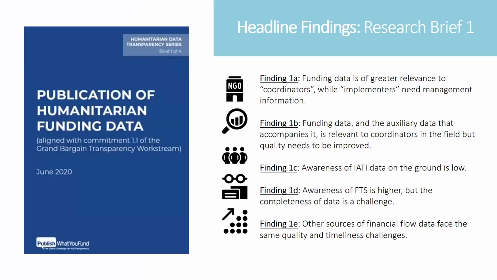We'll start with research brief 1 on the publication of humanitarian funding data. So as you can see, we do have 5 main findings from this report. We'll be going through each one in a bit more detail now, but I'll just give you a bit of time to read these.